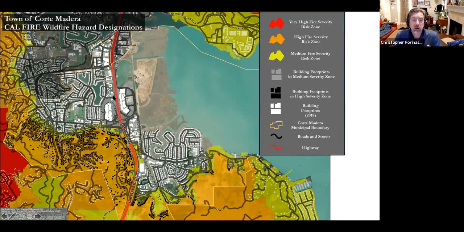wildfire as a particular vulnerability can still bring impacts to the rest of the town, including smoke, including the impacts of people evacuating hillside neighborhoods. I don't need to explain that to those of you who live in Corte Madera. But a useful thing to note here is that substantial portions of the hillsides are at least in the high fire severity risk zone. Next slide, please.